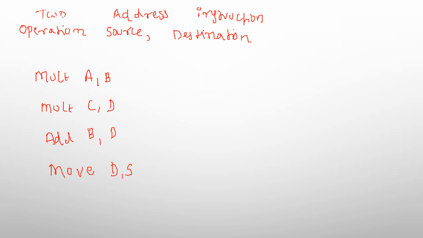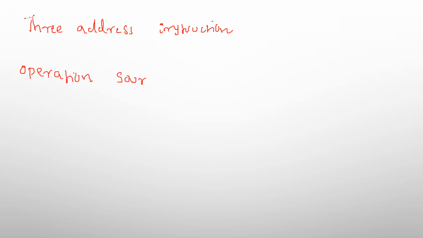So this is how we can write the code using two address instructions for the equation a star b plus c star d. Now we'll write the same expression using three address instructions. The general syntax is operation source 1 comma source 2 comma destination.